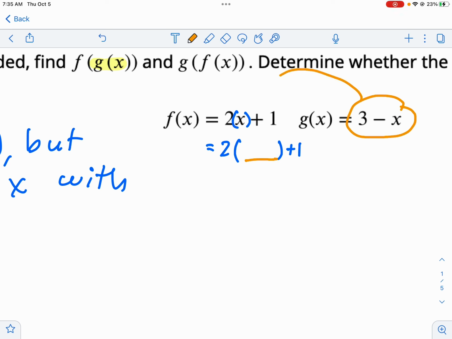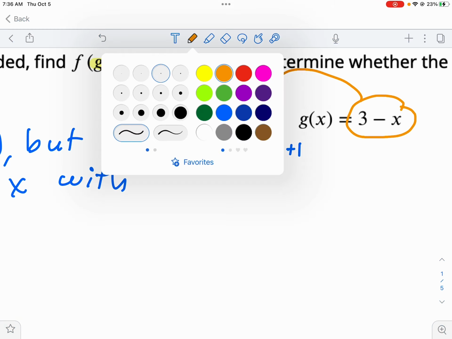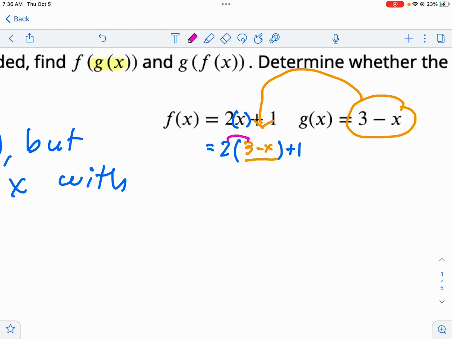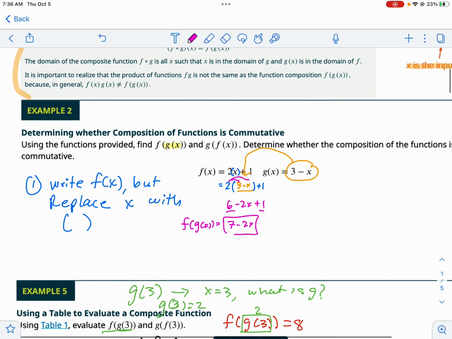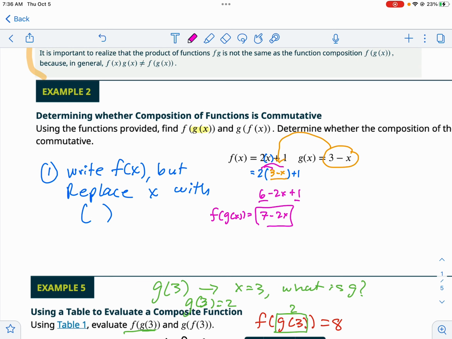So since g is in the inside, g will come in here. And then I'll distribute, you get 6 minus 2x plus 1. Combine these two together, you get 7 minus 2x, or negative 2x plus 7, same thing. So this is your f of g of x. Of course, step 2 was put g of x in parentheses in f.